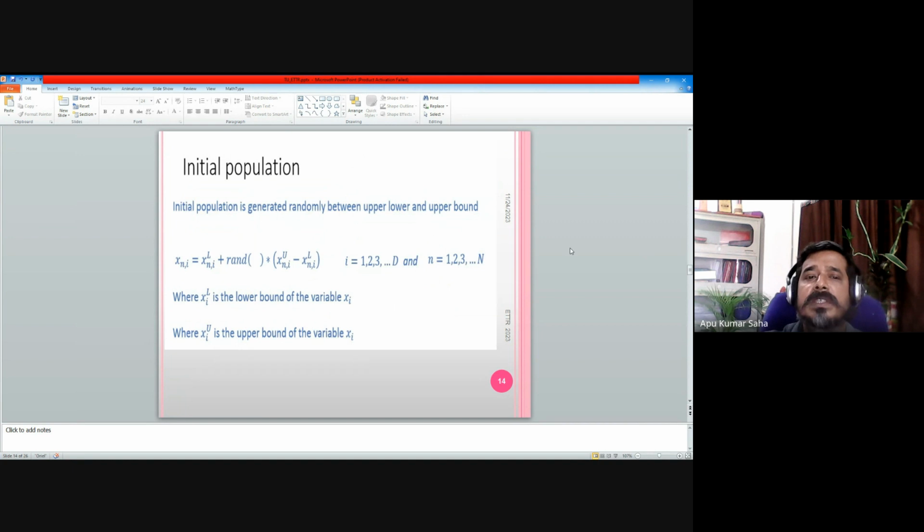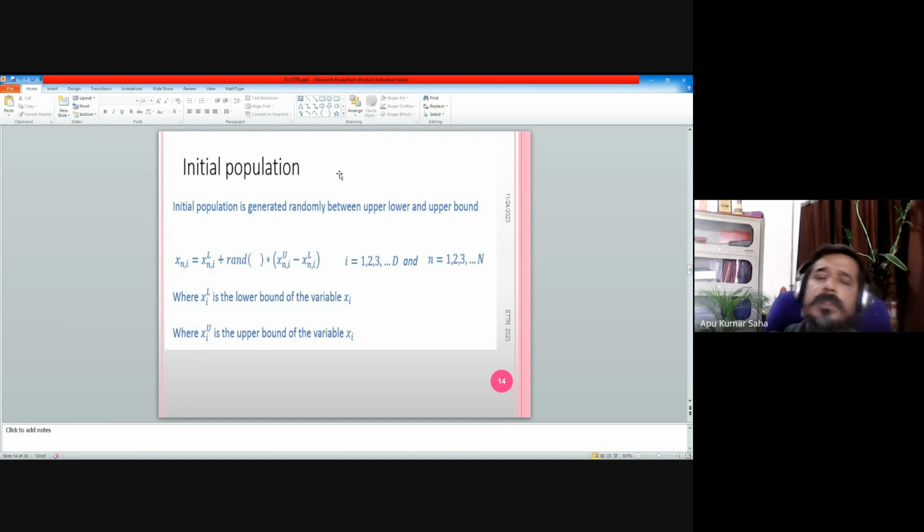Now, how to initialize? This is the initial population. What do you mean by initial population? Actually, at first, we generate some initial solutions. Now, how will we generate them? Say we have three variables, x1, x2, xj. For those variables, we need to have a lower bound and an upper bound, because if it is an infinitely unbounded space, then it is very tough to find the optimal solution. So for every variable, we need to have some fixed upper bound and lower bound.